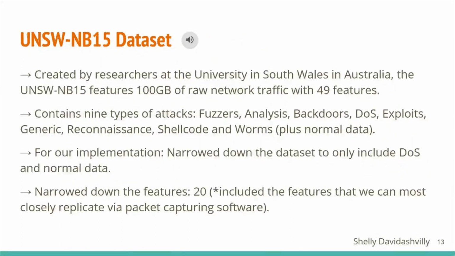The UNSW NB15 dataset that we used for our implementation contained around 100 gigabytes of raw network traffic with normal benign traffic and also 9 different types of attacks, which included fuzzers, analysis, DOS, worms, and around 49 features. For the implementation, we narrowed down the dataset to only consider DOS attacks versus normal traffic, and we also narrowed down some of the features that we could most closely replicate with some packet capturing software.